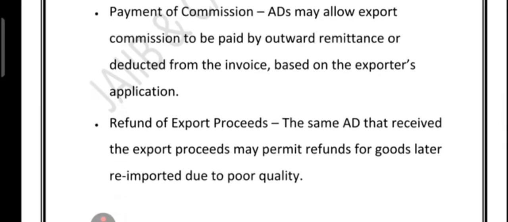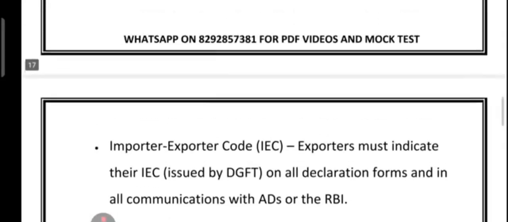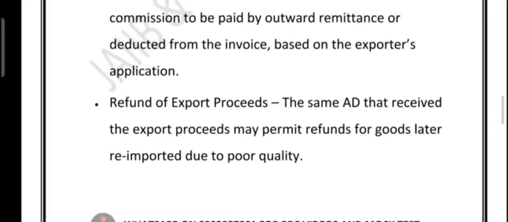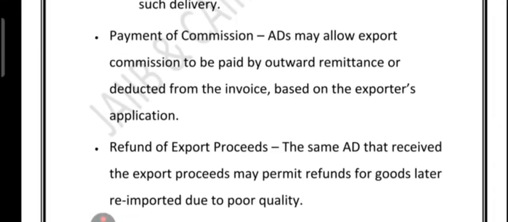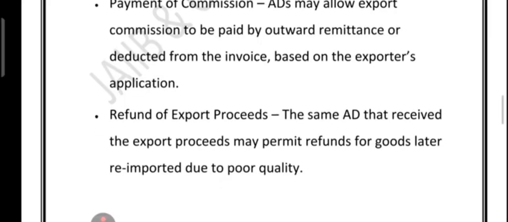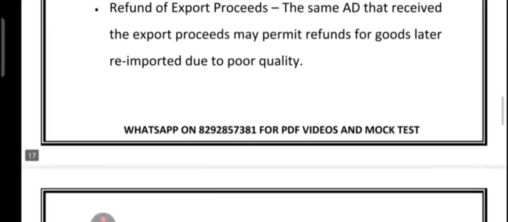Suppose you have to re-import goods because they were defective or of poor quality. The same bank that received the payment can allow a refund to the buyer, right? Now, finally, the exporter must always mention their IEC code.